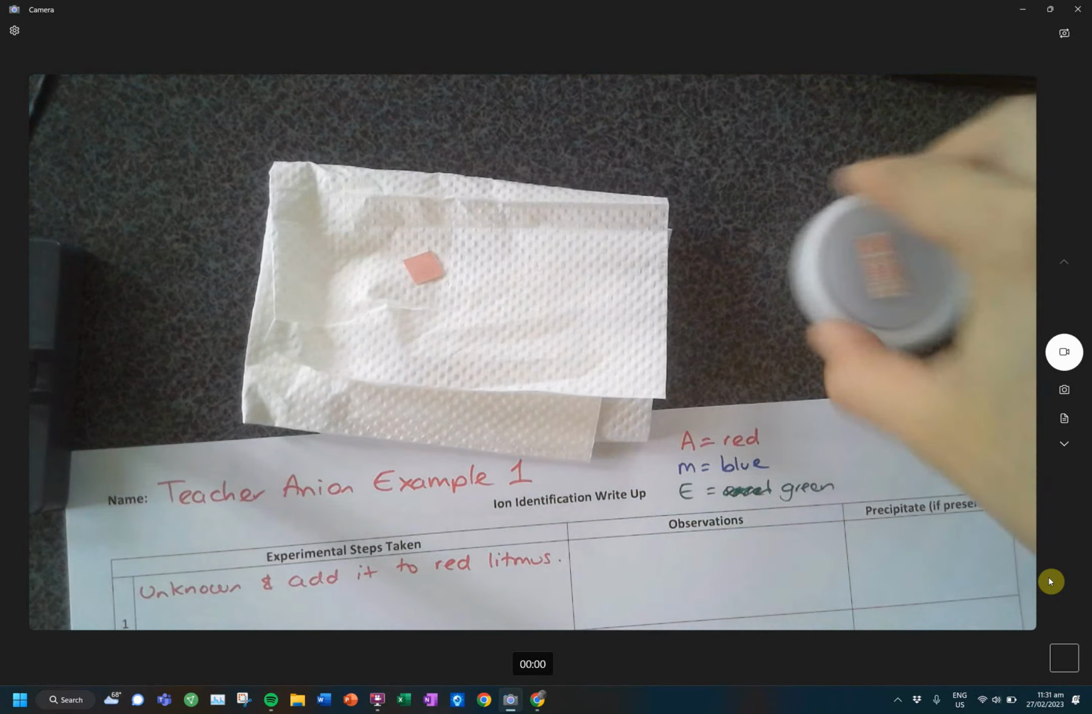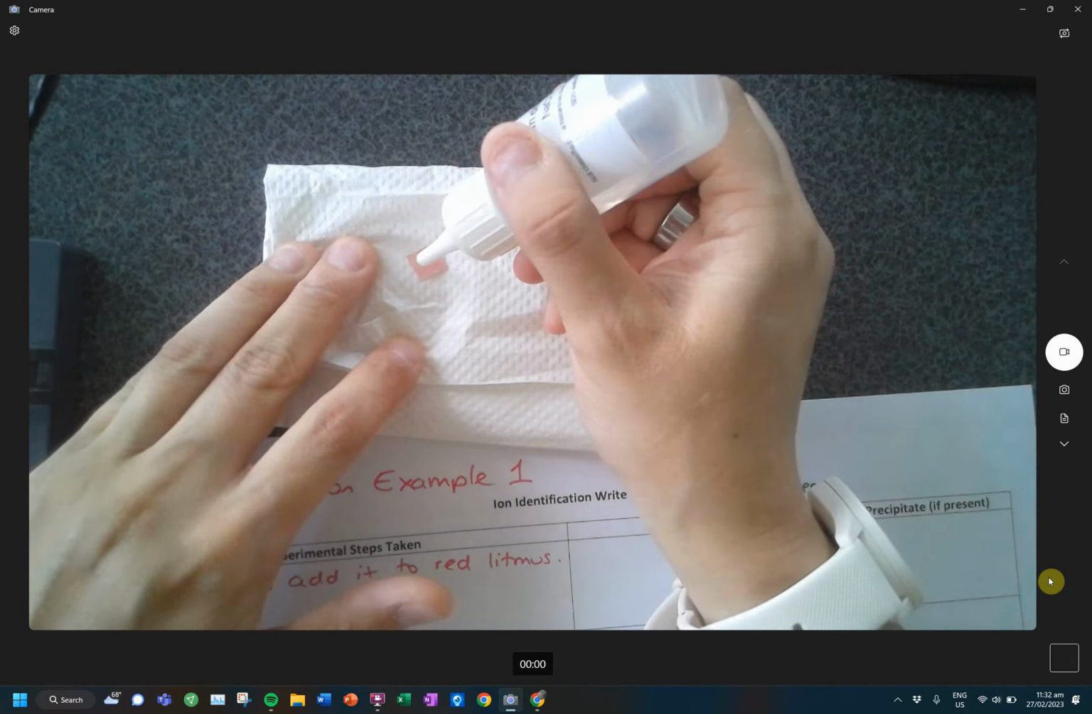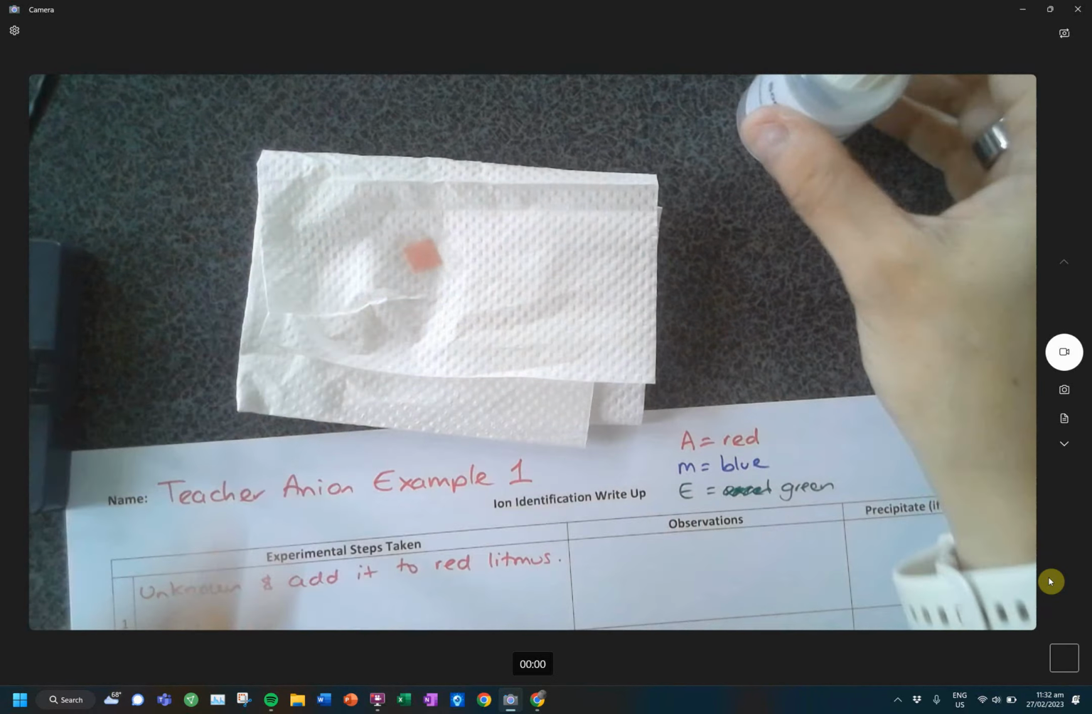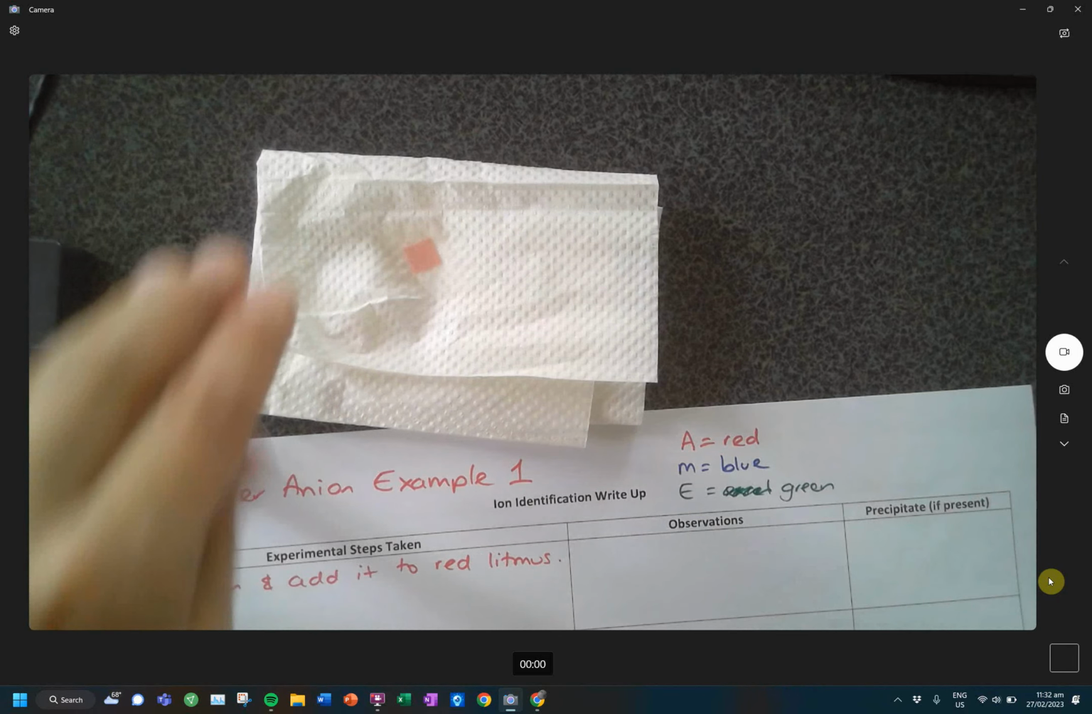And what I want to see is, does it change colors? Depending on whether or not it changes colors, I then go down the pathway that corresponds. There we go. We've absorbed it. See any color change? No.